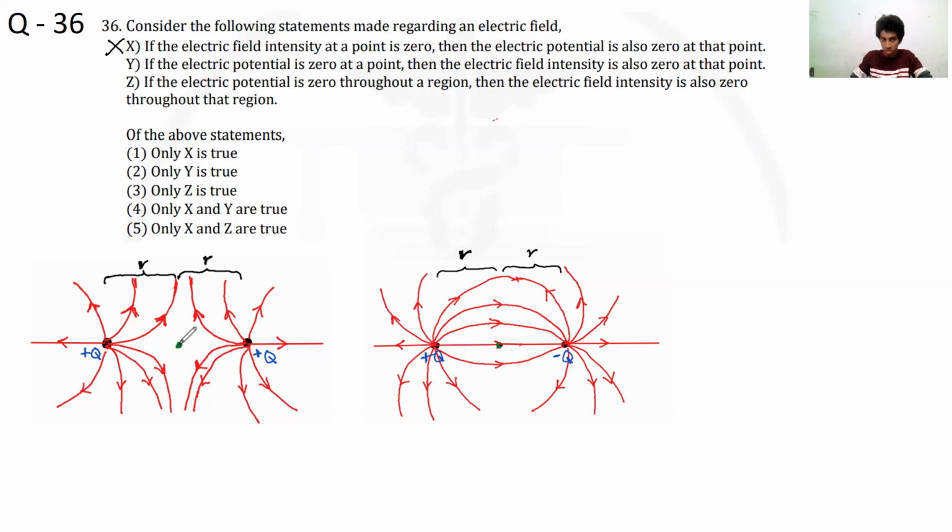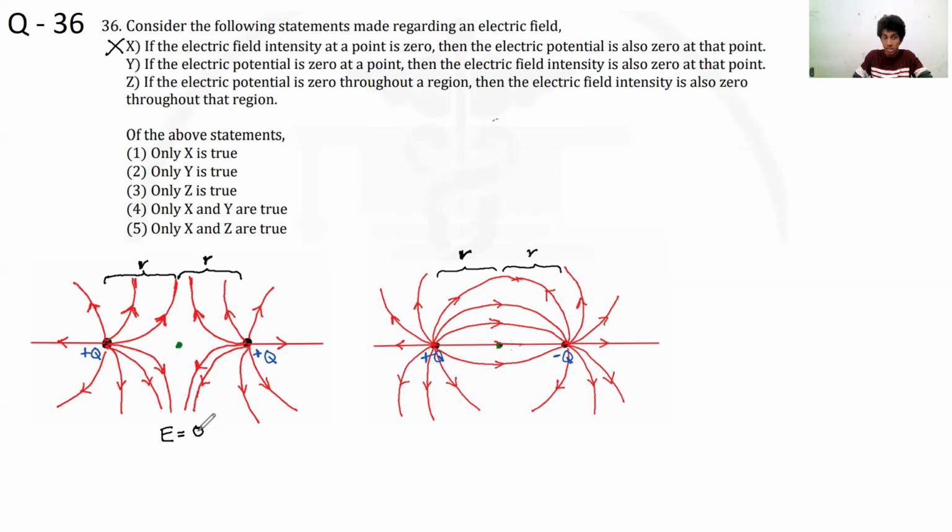The electric field intensity at this point is zero because when a unit positive charge is placed at this point, two equal forces will act in opposite directions due to the plus Q charges placed on either side. Therefore, the two forces cancel off, giving a net force of zero. Therefore, the electric field intensity at this point is equal to zero.